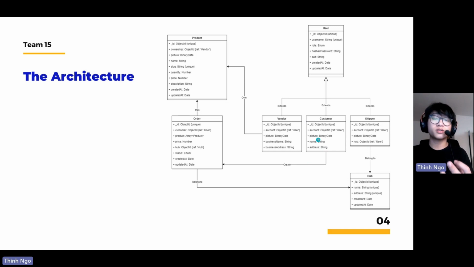Okay, so for the customer to place a new order in our system, we will have 2 more classes, which are the product class and the order class. The product class will have an attribute called ownership, because a product will be owned by a vendor, right? And we have a slug, which will be generated by the slug plugin. The next thing is the order class. Basically, the customer can place many orders that are his or her own. In the order class, we will have the customer, which refers to one of the customers in the system, the product list, the total price, and a distributed hub. So that is all for the system architecture.